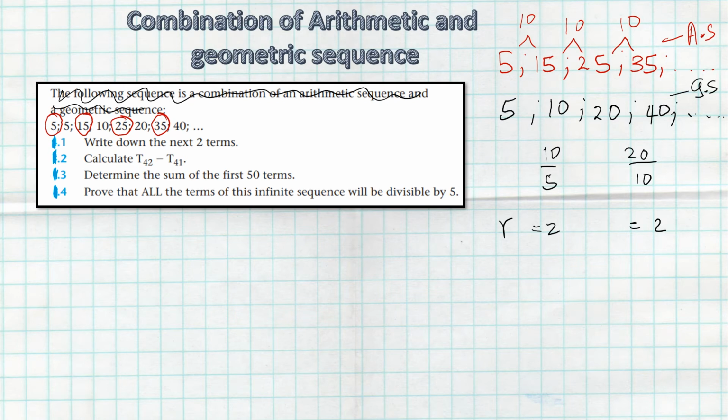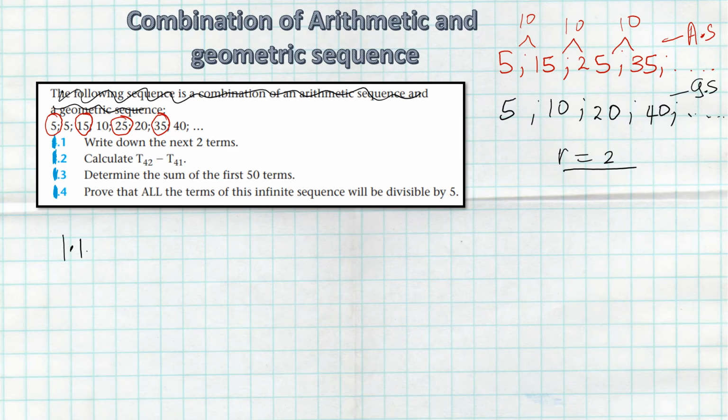Now we can conclude that this sequence was just a combination of arithmetic and geometric, right? So after you have done that, it's now easy to answer the questions. You can just go and answer the questions. Are we going to do 1.1? It says write down the next two terms.